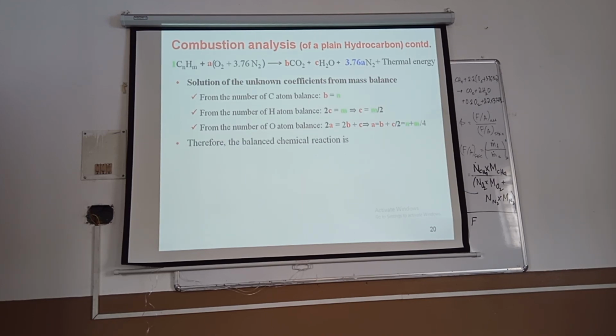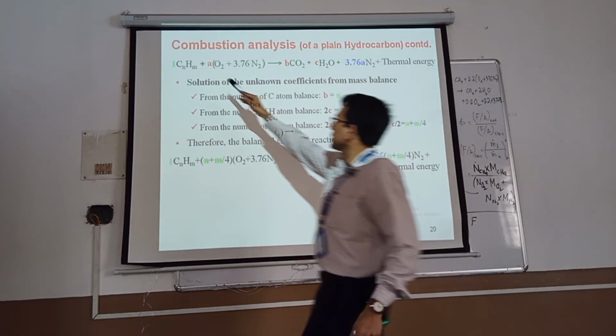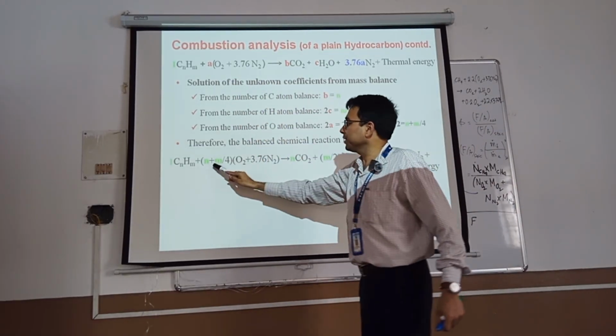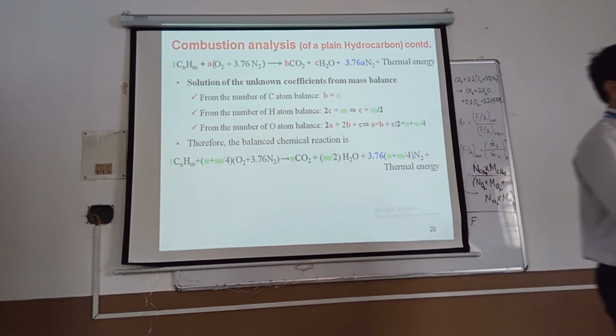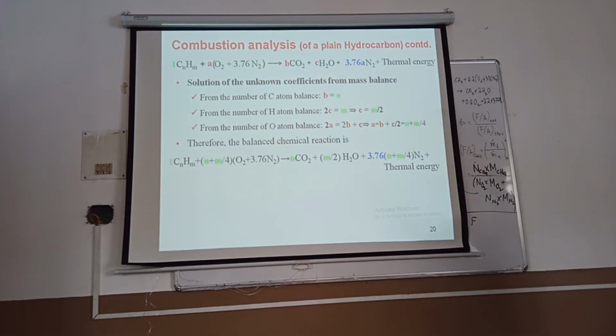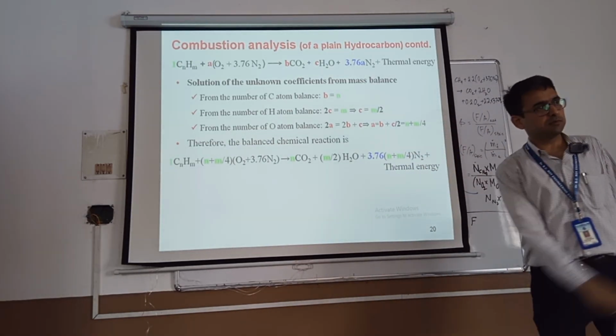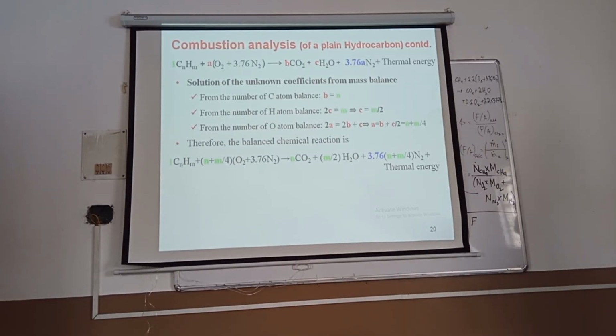Okay, therefore the balanced chemical reaction is, I can write this. So what I do? I replace all these red unknowns with the knowns. Therefore we know a, b, c and just replace it. Clear? That is the reaction. So that means up to this, is it clear?